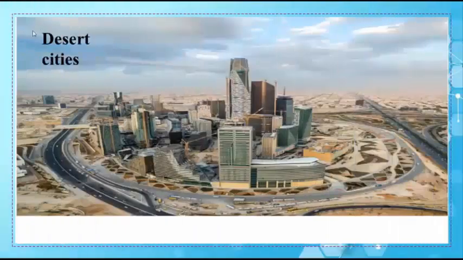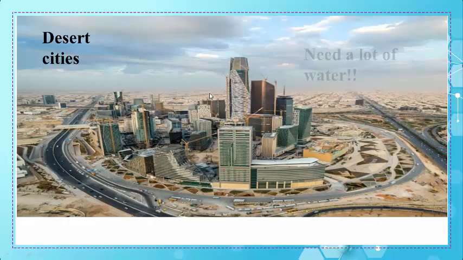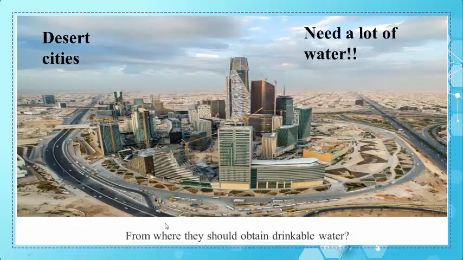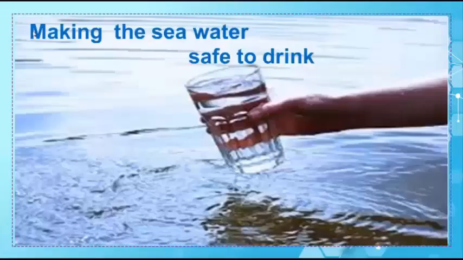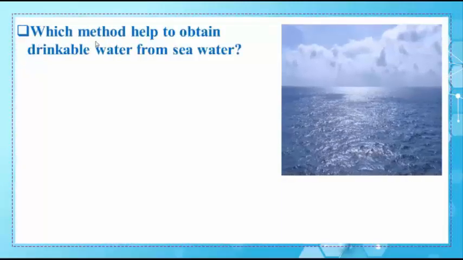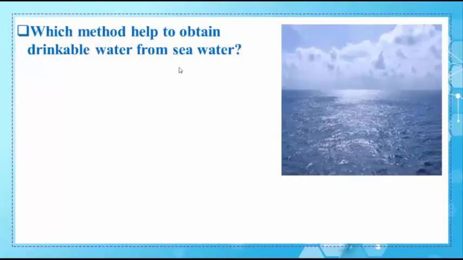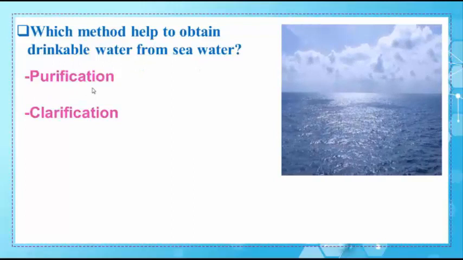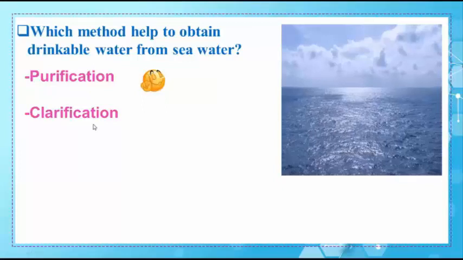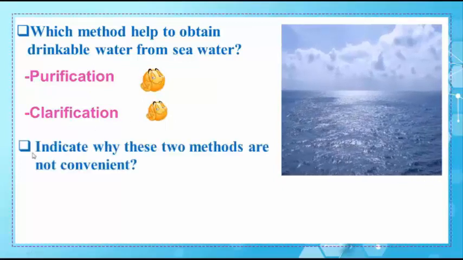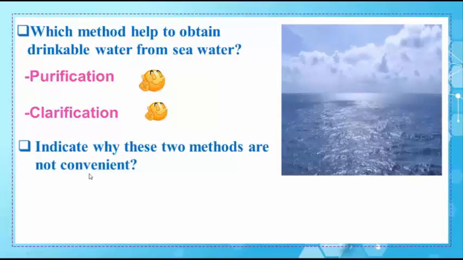We all know that desert cities need a lot of water, but from where should they obtain drinkable water? Think. Here's an idea. Making the seawater safe to drink. Which method helped to obtain drinkable water from seawater? Purification? No. Clarification? No. Indicate why these two methods are not convenient.